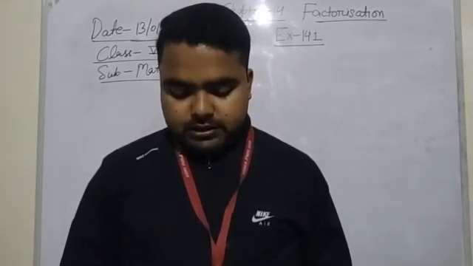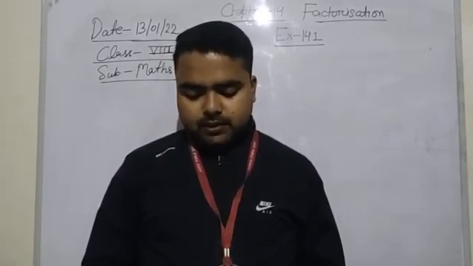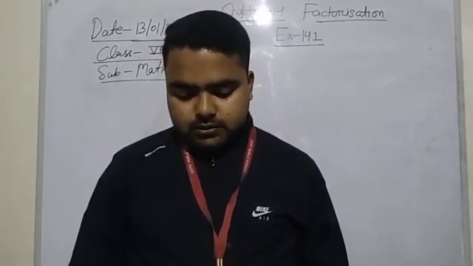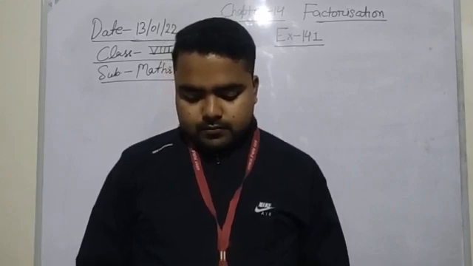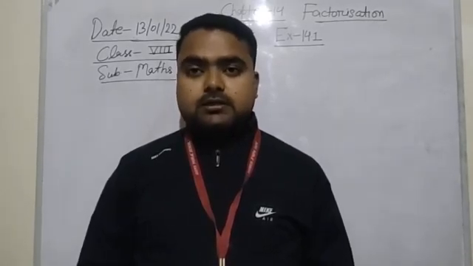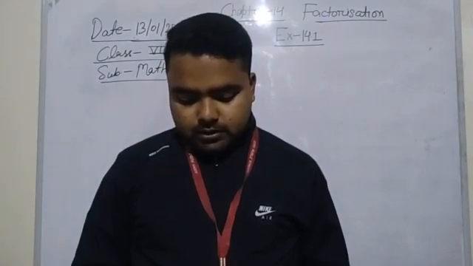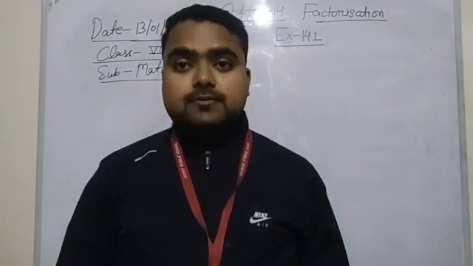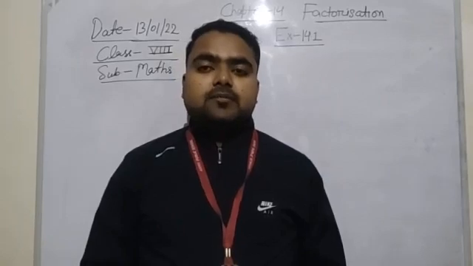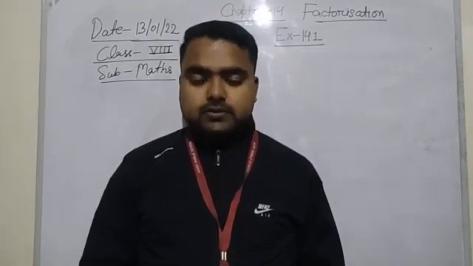And in the last one, that is 8th part, 3x square y cube, 10x cube y square, 16x square y square, 6x square y square z. So we don't take any number as common. Now we want to try for the variable. So x square and y square is the variable that can be taken common. So the common factor for the 8th is x square y square.